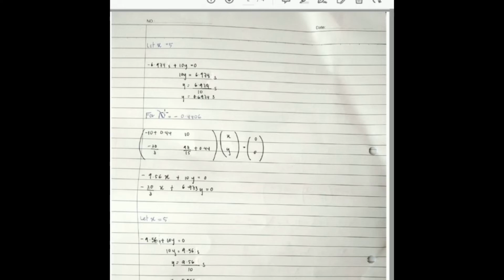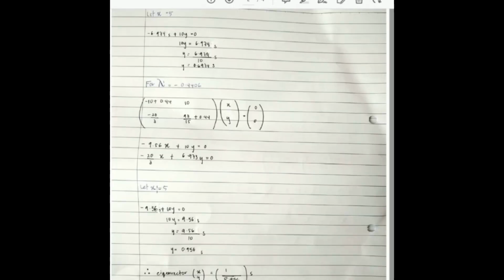For lambda 1, it equals 0.4406. How do we do that? Also following the matrix formula. So negative 10 plus 0.44, negative 20 over 3, 10, 98 over 15 plus 0.44, times x y equals 0, 0. So negative 9.56 x plus 10y equals 0. That's the first one. Negative 20 over 3 x plus 6.973 y equals 0. That's the second one. So what we should do is let x be s again.